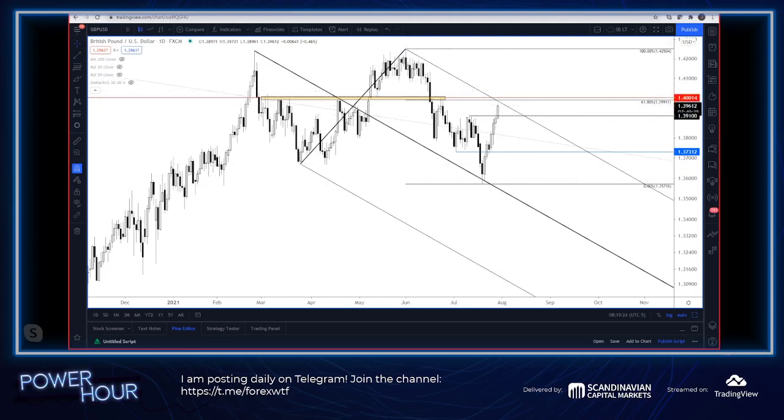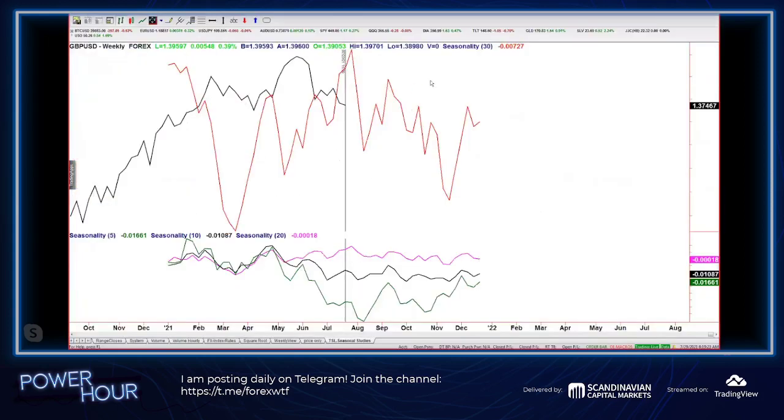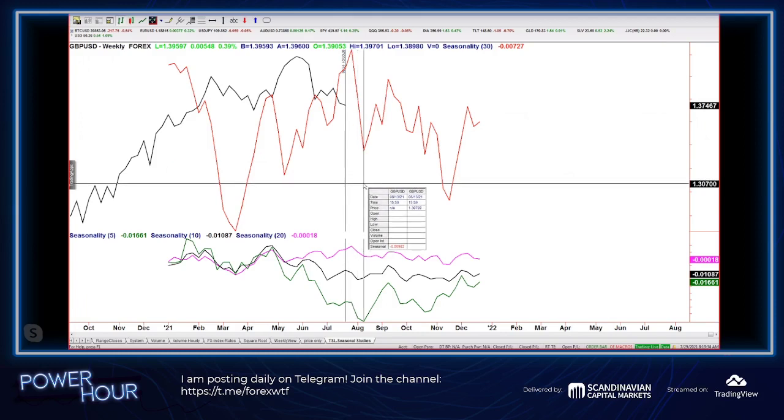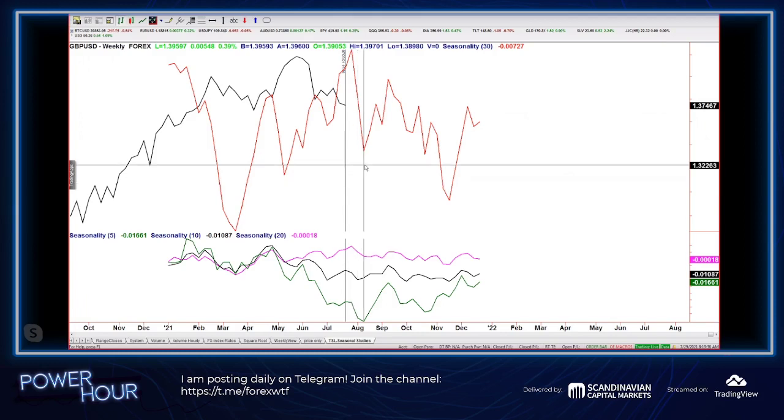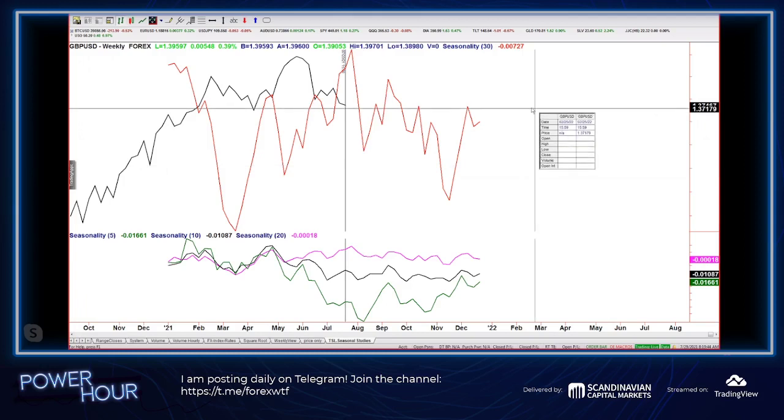And that will bring me as well into seasonality. So this is weekly seasonality for British pound. And starting after this week, we have an extremely bearish seasonal tailwind, if you will, on the downside, basically for the first 2 weeks of August. So this sets up very well for a short, possibly into 140 for British pound. So keep that 140 level in mind.